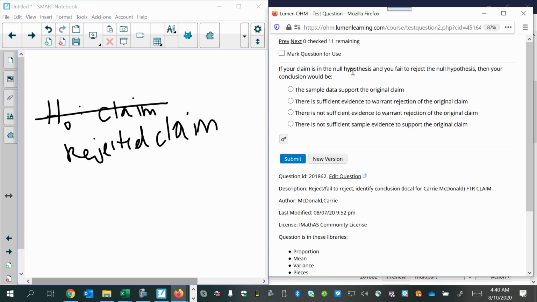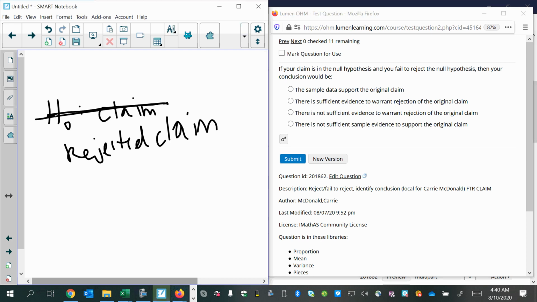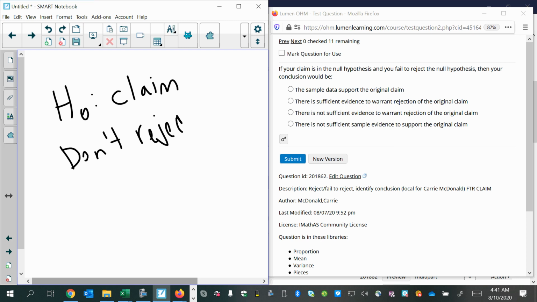If your claim is in the null hypothesis and you fail to reject the null hypothesis, then your conclusion would be, okay, so what's changed here is just that I'm not going to reject the null hypothesis. So again, my null contains my claim, but I don't reject it. So then I have not rejected my claim because my claim is in the null. So I would say there is not sufficient evidence to warrant rejection of the original claim.